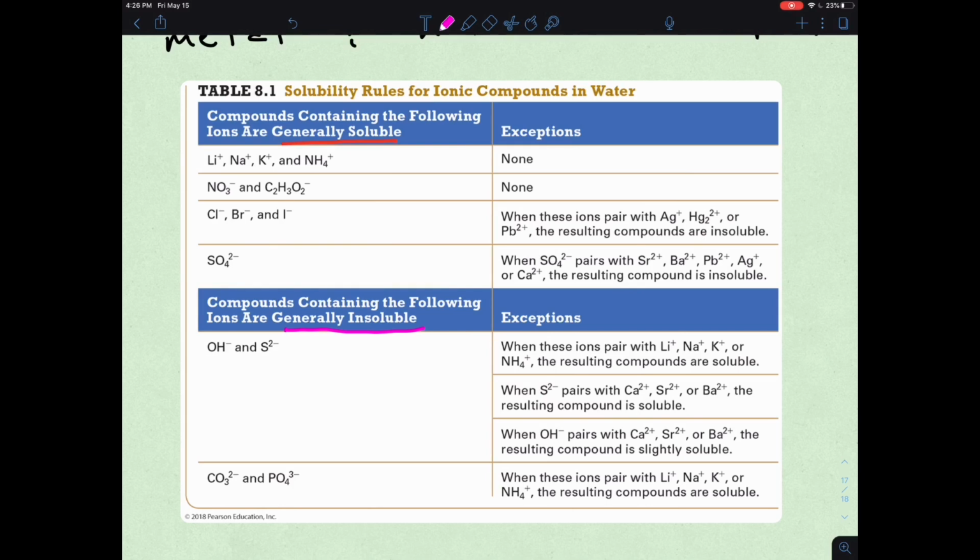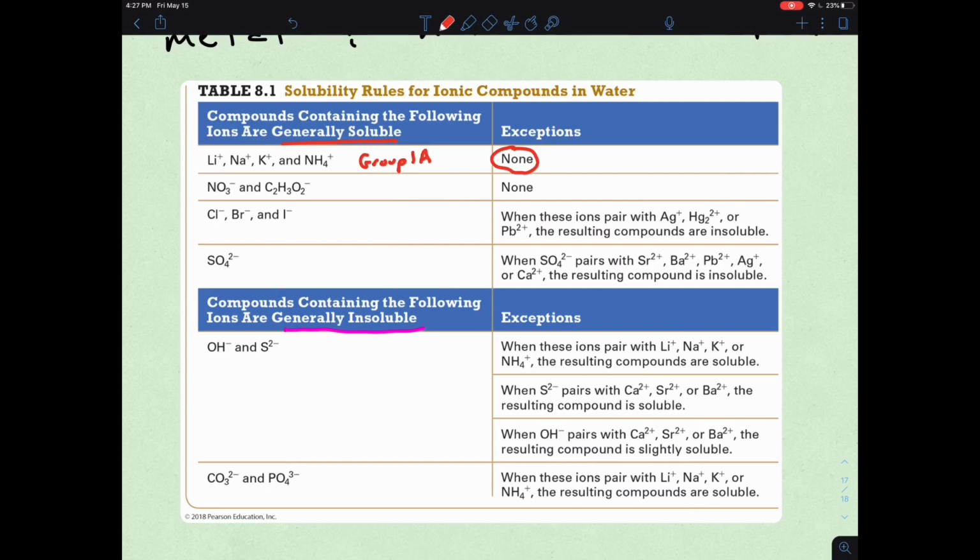So if we start at the top, we have compounds that are generally soluble, and then if we go to the right of that, we see we have exceptions. So here, notice that we have a lot of these group 1 ions, or group 1A ions, and notice that there are no exceptions, right? So remembering lithium, sodium, potassium, and ammonium is good, because now you know that it's always soluble, it's always aqueous.